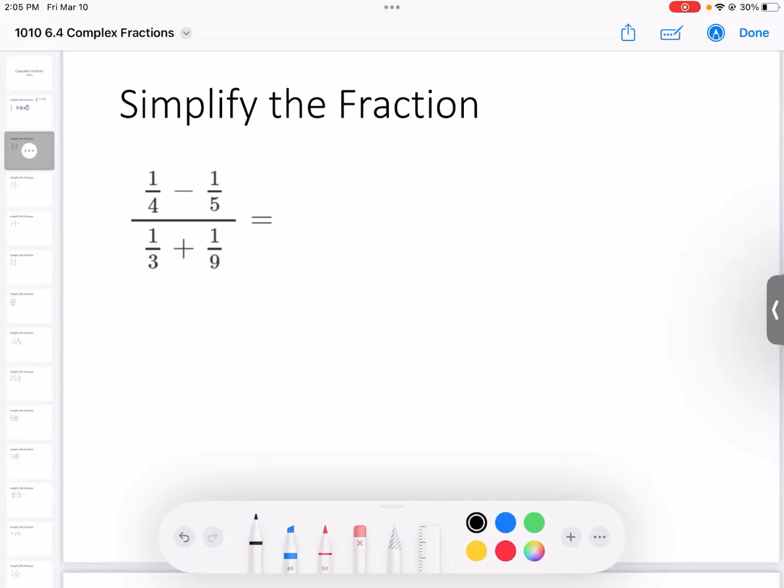That means that I have to have common denominators. So the common denominator of 4 and 5 is 20. And the common denominator for 3 and 9 is 9. Is everybody good with that? And so then I just need to convert my fractions. So I'll say, well, 4 times 5 equals 20. So I'll multiply the top and the bottom by 5 to convert that fraction to 20ths. Then I'll multiply 5 times 4 to get 20. So this one is 4/20.